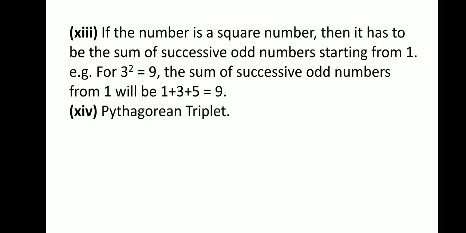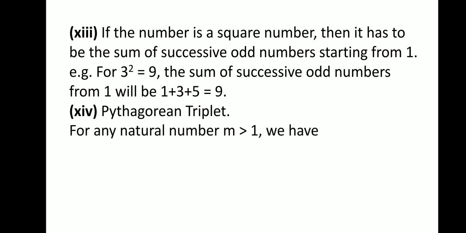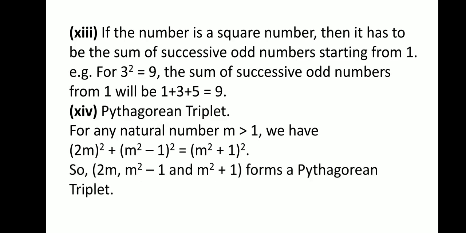Now, coming to Pythagorean triplet, this is a very important concept. Three natural numbers m, n and p are said to form a Pythagorean triplet if m square plus n square is equal to p square. That is, for any natural number m greater than 1, we have 2m square plus m square minus 1 whole square is equal to m square plus 1 whole square. Now, 2m, m square minus 1 and m square plus 1 form a Pythagorean triplet.